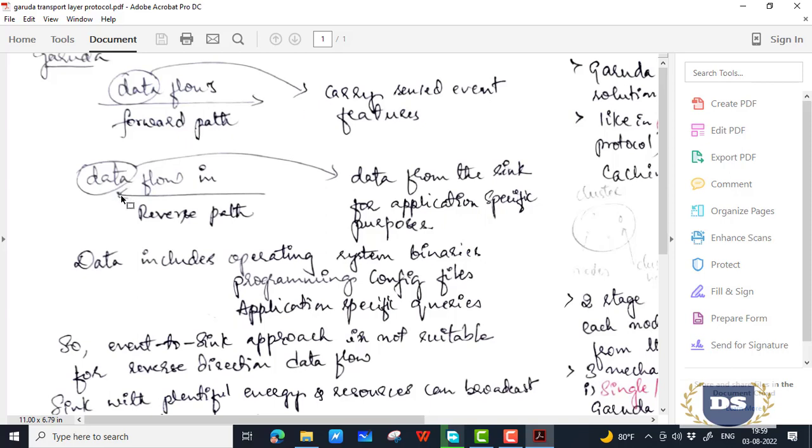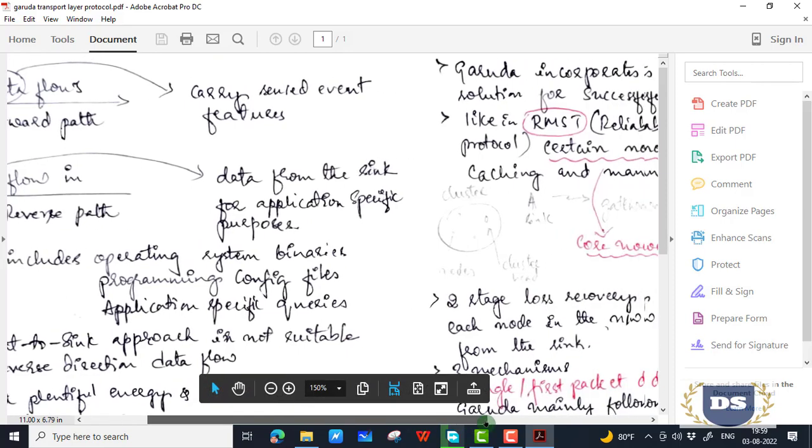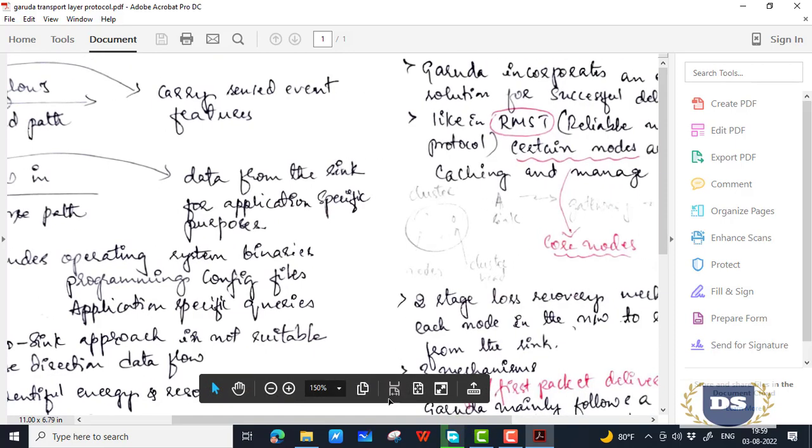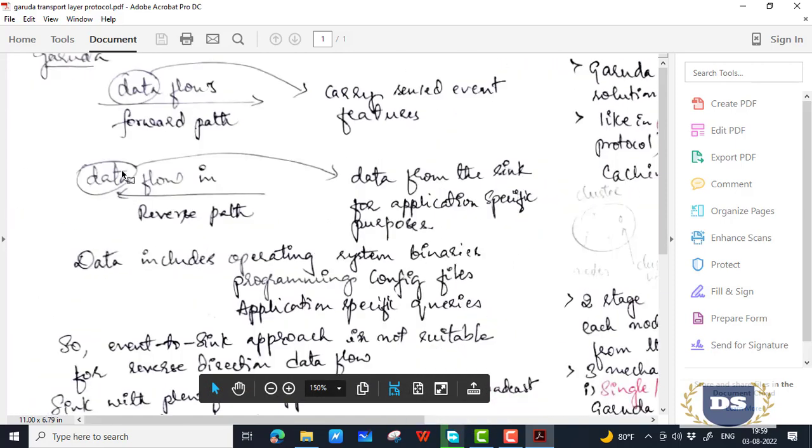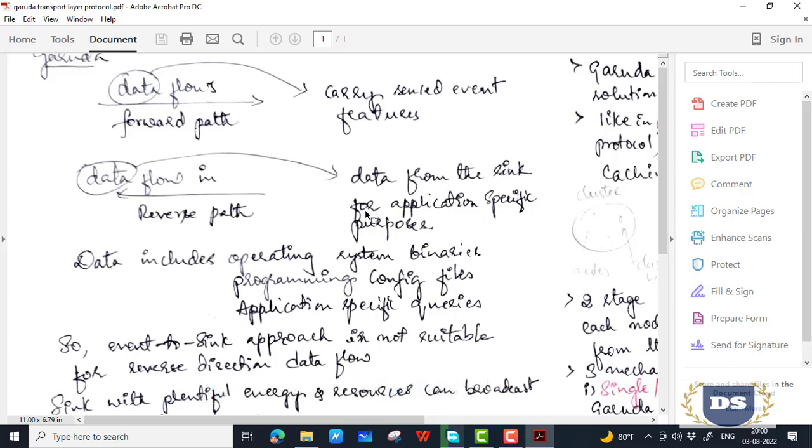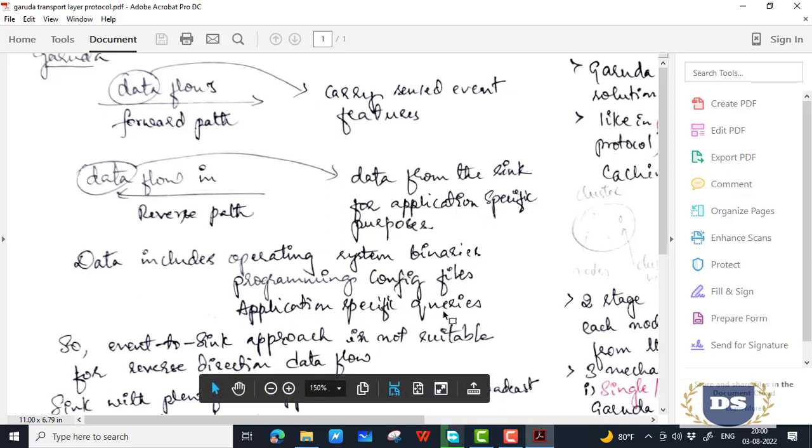The data communication can also happen in the reverse direction, that is from the sink to the nodes, and the data in such a scenario will be from the sink and is for application-specific purposes. The data includes operating system binaries, programming configuration files, as well as application-specific queries sent from the sink to the nodes.